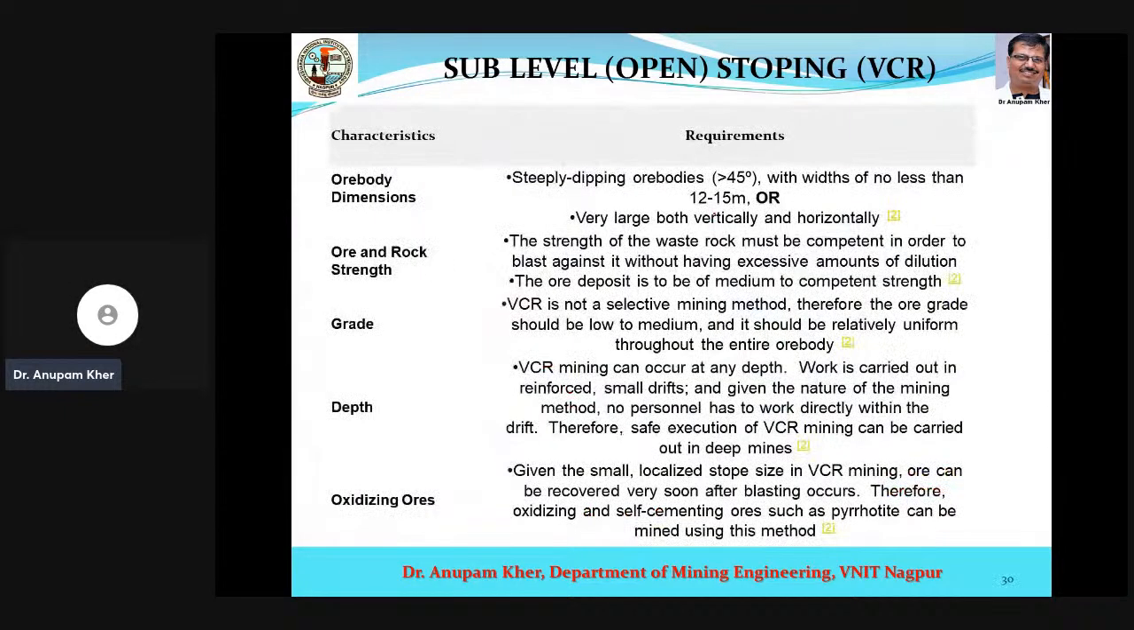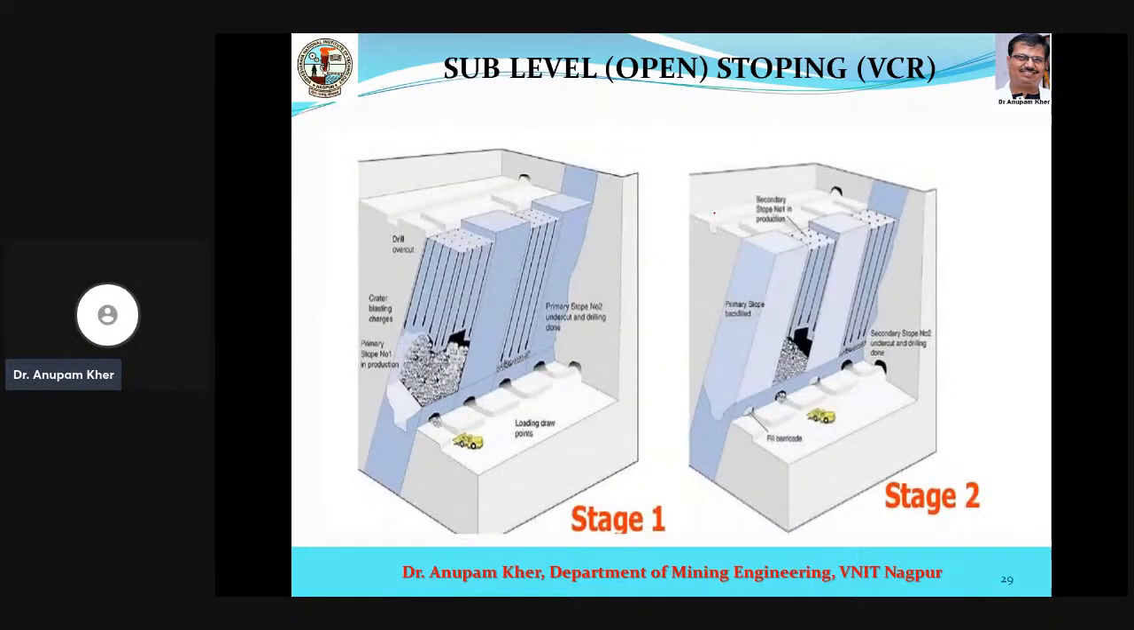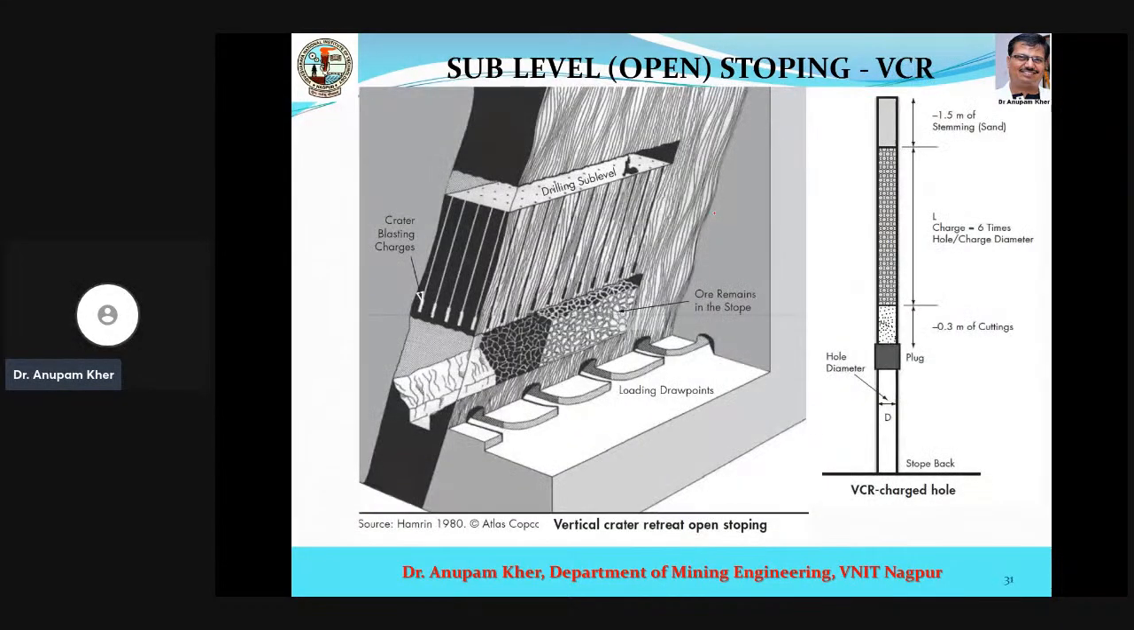So the ore body dip is more or less 45 degrees or more. Its width should not be less than 10 to 15 meters. It should be very large vertically. The grade of ore should be high, but it can be low to medium also. The depth, you can go for quite a good depth with this, but you should see that oxidizing mineral is not there. It is not very suitable.